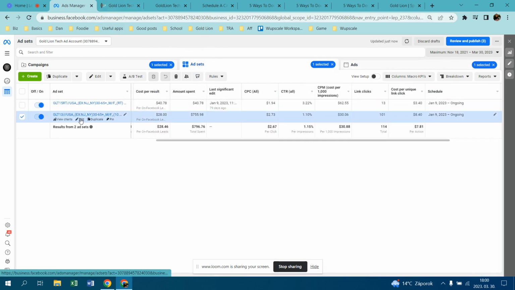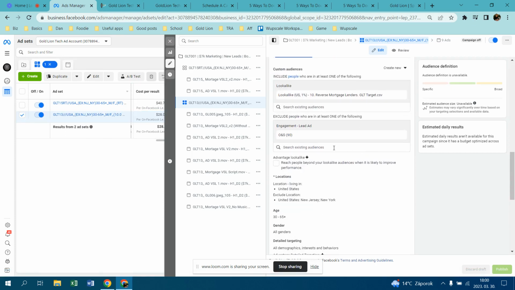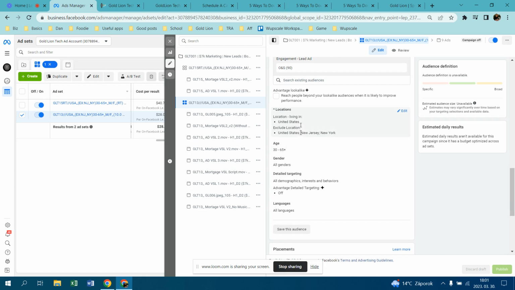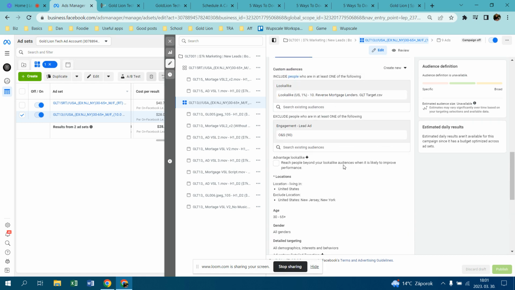If we check the targeting, you can see we excluded a few cities. We like to exclude people who have already filled out a lead form. That way we don't get one person to fill out twice. We were going by a list and we created a lookalike based on this mortgage lenders list, targeting only the US while excluding two locations. And basically that was the targeting.